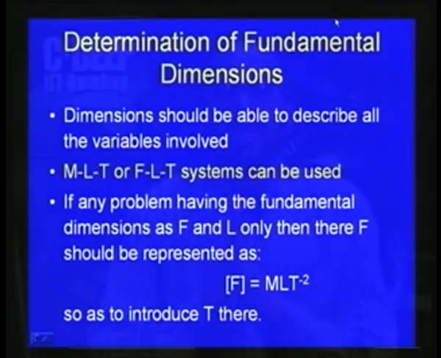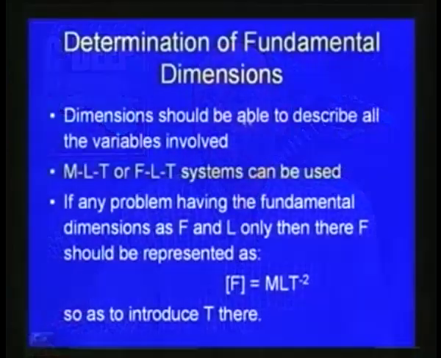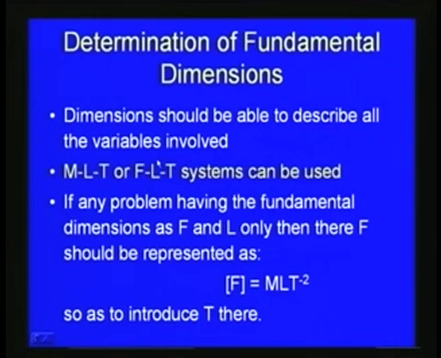And then the other important point is we have to decide the fundamental dimensions which we will be using. In the Buckingham pi theorem methodology, the dimensions should be able to describe all the variables involved. Either M, L, T, mass length time, or F, L, T, force length time systems can be used. Depending upon the case, we can use MLT or FLT systems, and if any problem has the fundamental dimensions as F and L only, then F should be represented as F equal to M L T to the power minus 2, that means mass into acceleration. So we represent the force in this form, F equal to M L T to the power minus 2, so as to introduce the time component there. These are some of the important factors when we decide the fundamental dimensions, either MLT or FLT systems.